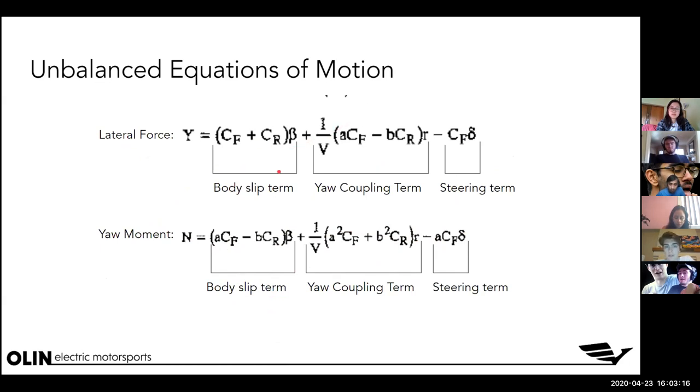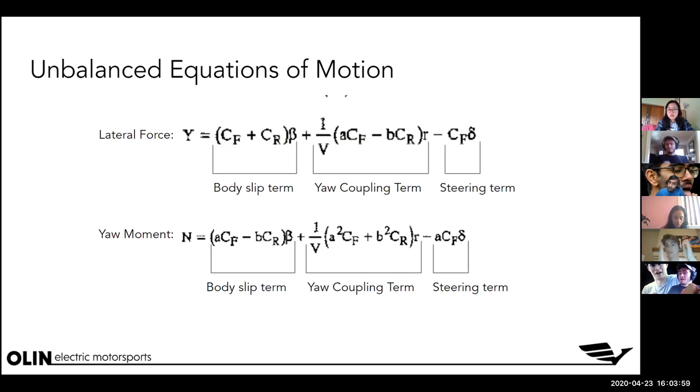Okay, so if you look at this, this kind of makes some sense. This body slip term is saying, okay, we know the slip angles that both of our tires have are related to the slip of the body. And so the amount of lateral force that we're producing is that body slip angle times the cornering stiffnesses. So again, cornering stiffness is force per slip angle, force per slip angle times slip angle, we get some force. This is saying, okay, we have some cornering stiffness at some distance, and that is being rotated. And if you imagine something rotating, you can get its tangential velocity, so its side velocity, by multiplying by that distance.